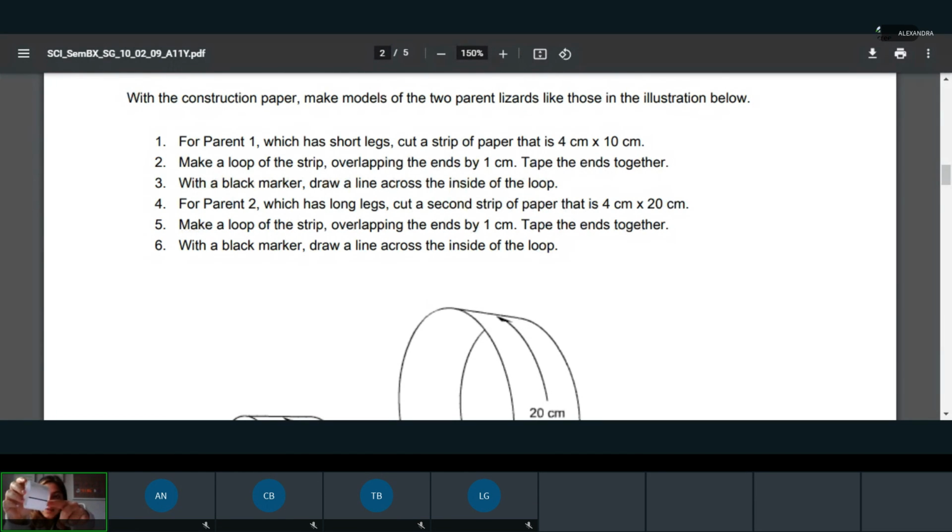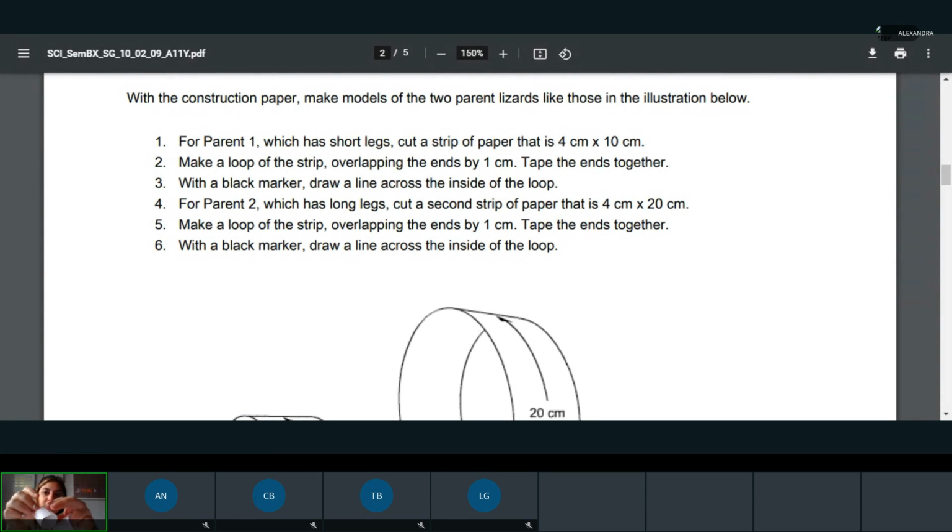Now, I drew mine with permanent marker, so that's why it's bled through, but you're going to draw a line in the inside of your loop on both of them. So once you cut them out, then you're going to make a little loop, okay? Like it says, you're going to make a loop of the strip, but you're only overlapping the ends by 1 centimeter. So you want to make sure that you're not overlapping them much more than that, because then it may just be a little off.